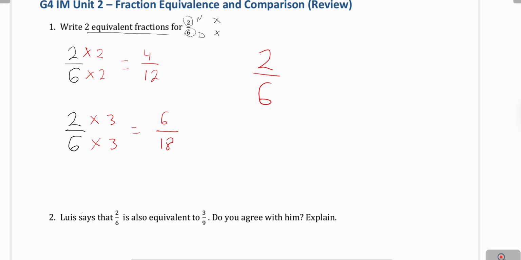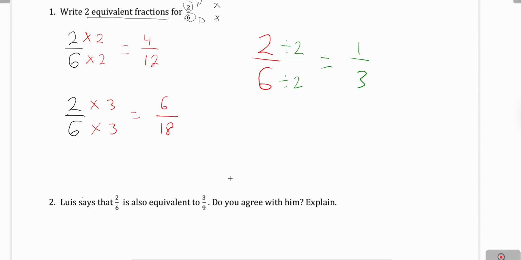So we can divide it by 2. We can say 2 divided by 2. And we can say 6 divided by 2. And precisely, we're going to get 2 divided by 2 is 1. 6 divided by 2 is 3. So 2 sets is also equivalent to 1/3. And speaking of that, let's look at the next problem.